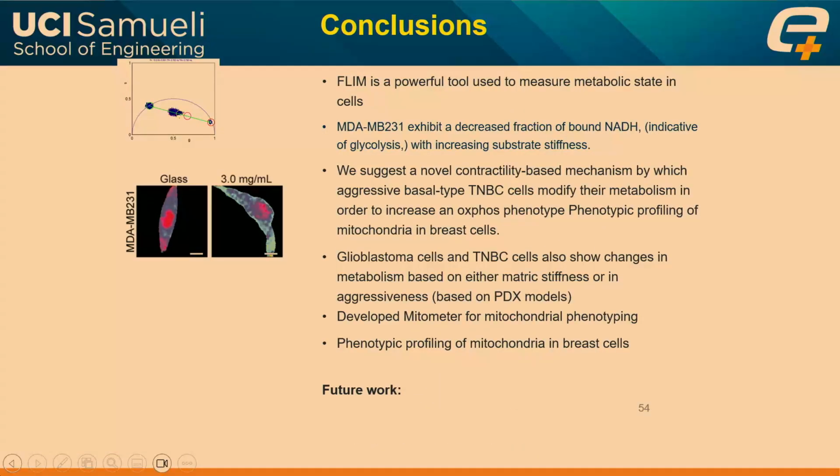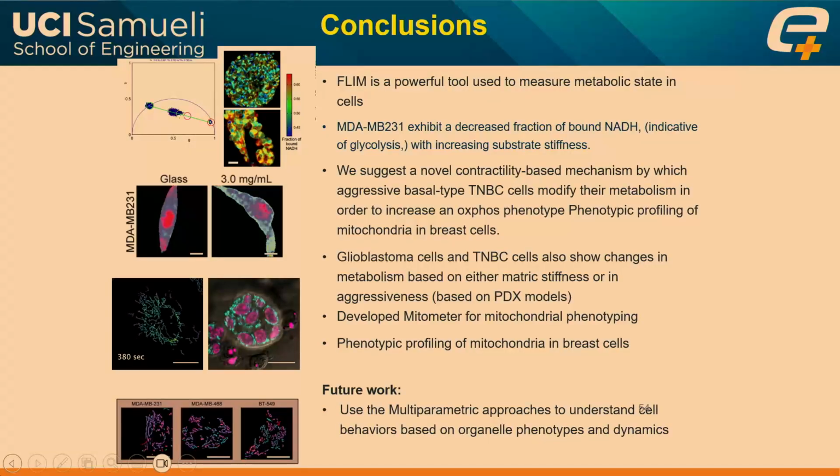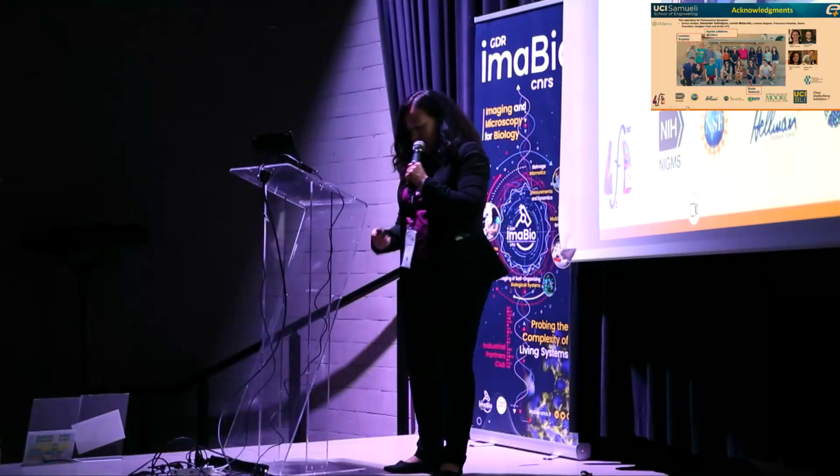Okay, so I just want to wrap up here and show you that Mitometer is a really useful tool to be able to track mitochondria, and depending on your application, you can actually use it for many, many different things, but you can also multiplex this with fluorescence lifetime imaging to get the data.